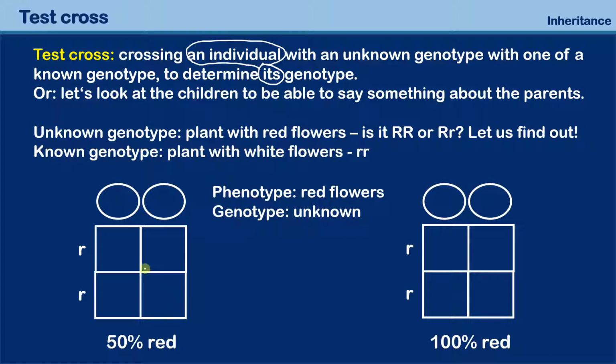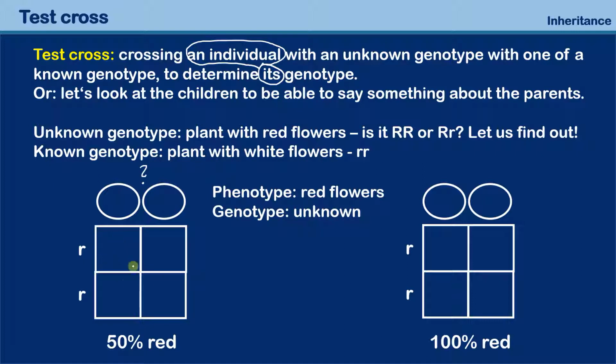So we have the following situation over here. This is the white known genotype. We look at the plant. White flowers. We know it must be lowercase r. And what we get is interesting. We cross it with the unknown one, which is up here, and we get 50% red. So 50% of the offspring have red flowers.